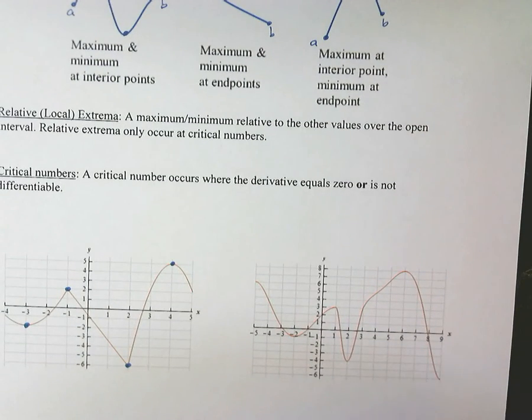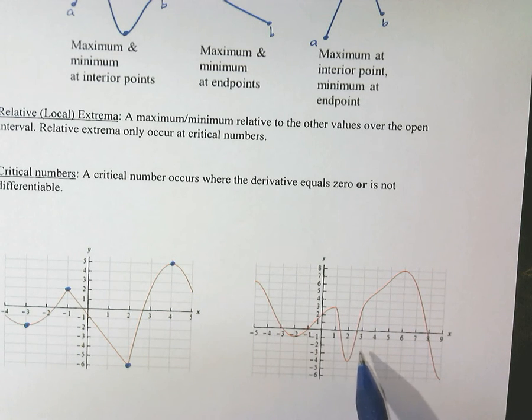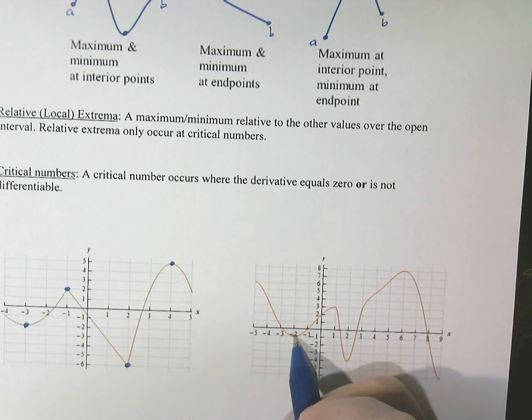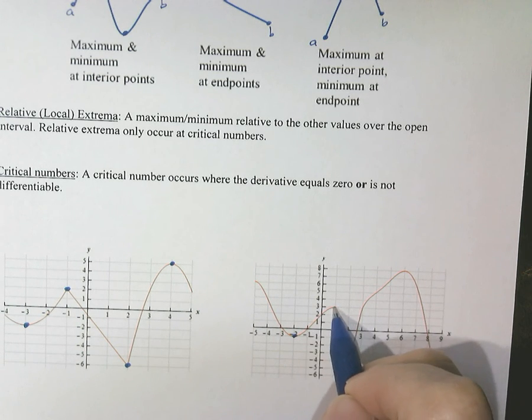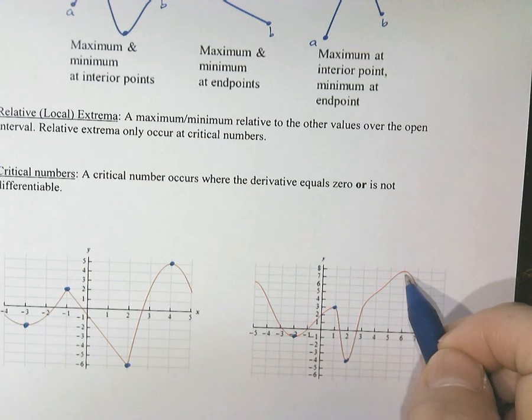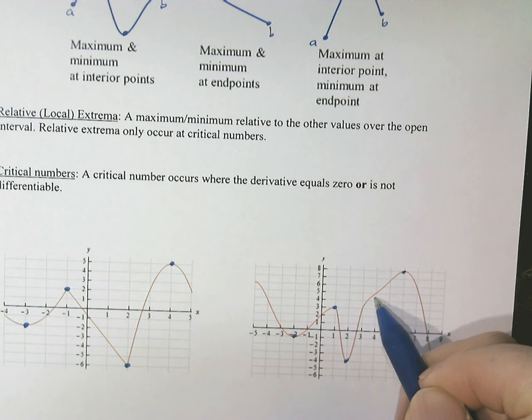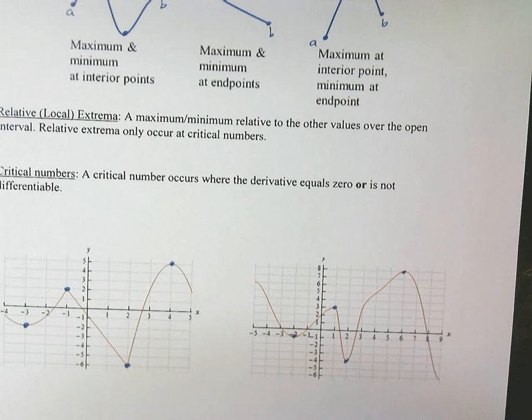The next one, this is all differentiable. It's continuous. And there are maximum and minimum values. So there are critical numbers at -2, at 1, at 2, and at 6. There's something else going on in here. See this little loop here? We'll talk about that later. But that's what critical numbers are.